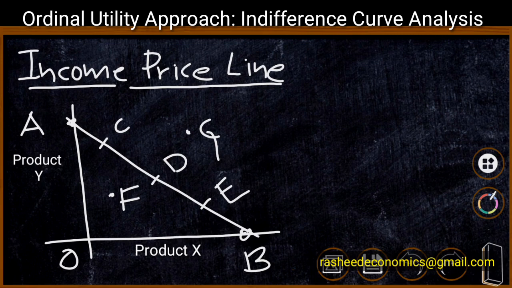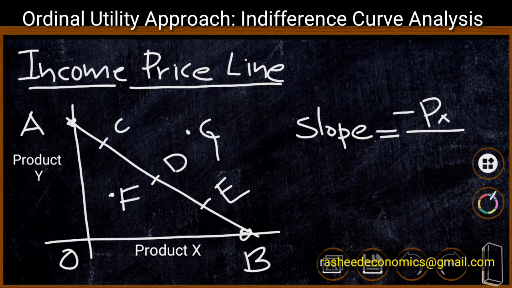Now the slope of this budget line, or income price line, is equal to minus Px by Py. This is the equation for a budget line. We have given a minus sign because it is negatively sloping. As the consumption of one commodity increases, the other commodity has to be decreased.